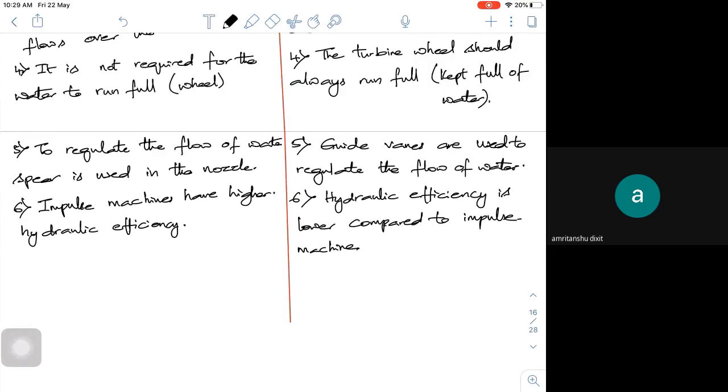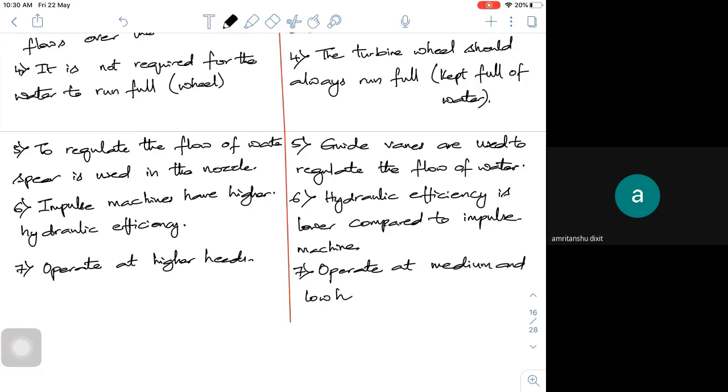Okay, maybe the last one. The impulse machines operate at higher heads. What about this machine? They operate at medium and low heads. This is about your classification, or sorry, differences between them.